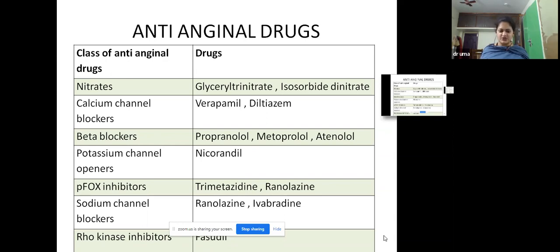Ivabradine is a bradycardia causing agent. And the rho kinase inhibitor is fasudil. Rho kinase is involved in vasoconstriction and vascular remodeling. So fasudil inhibits rho kinase, thereby producing vasodilatation and reversing the remodeling.